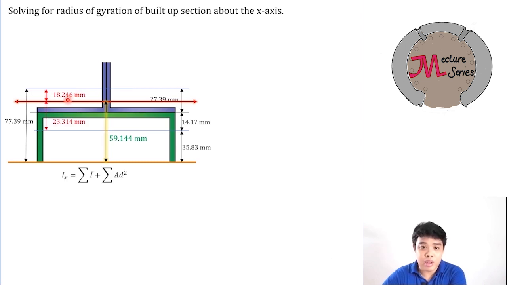To get the distance of each, for the angle, this is 77.39 and this is 59.144. Therefore, the distance for the two angles is 18.246. And for the channel, this 23.314 came from 59.144 minus 35.83.